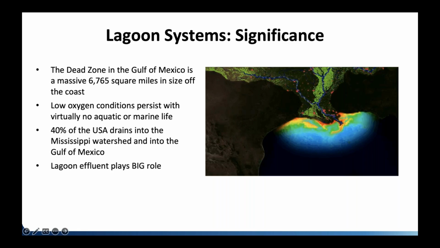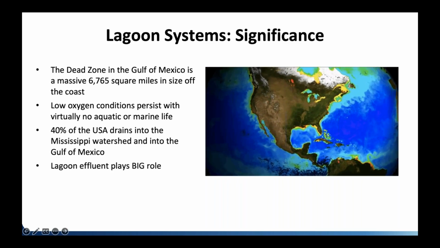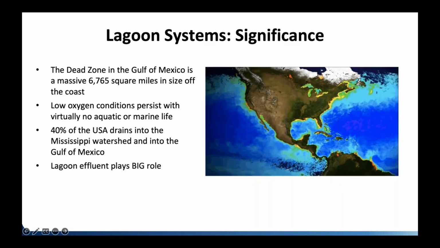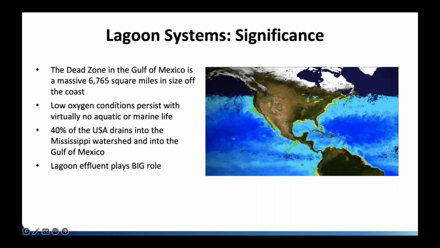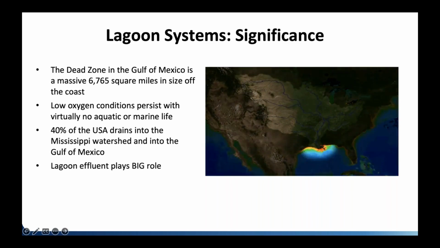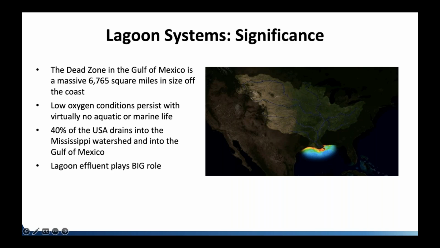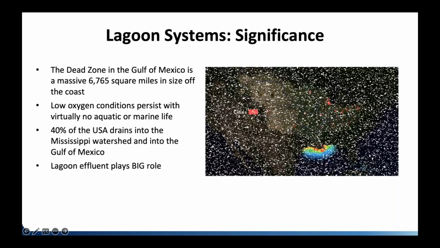And when you think of lagoons being 50% of the overall number of wastewater treatment facilities, a lot of these lagoons being in the Midwest, therefore a lot of these lagoons are in the Mississippi watershed, which flows down to the Gulf of Mexico. This is significant. Now you may be thinking to yourself, well, I don't care, that's macro, that's too big for me. I don't really identify or understand that.